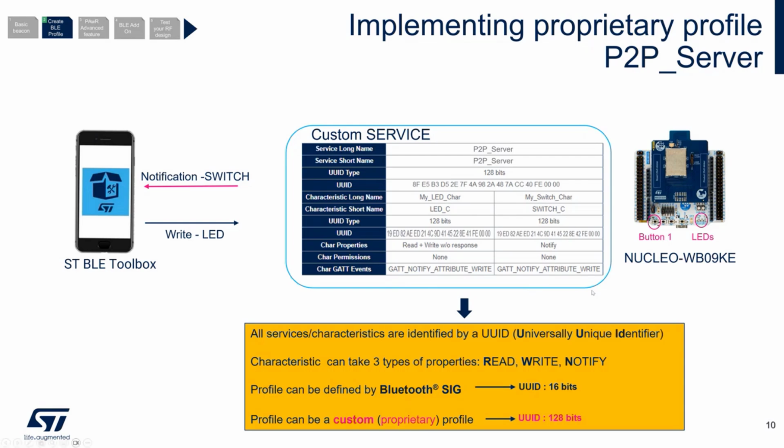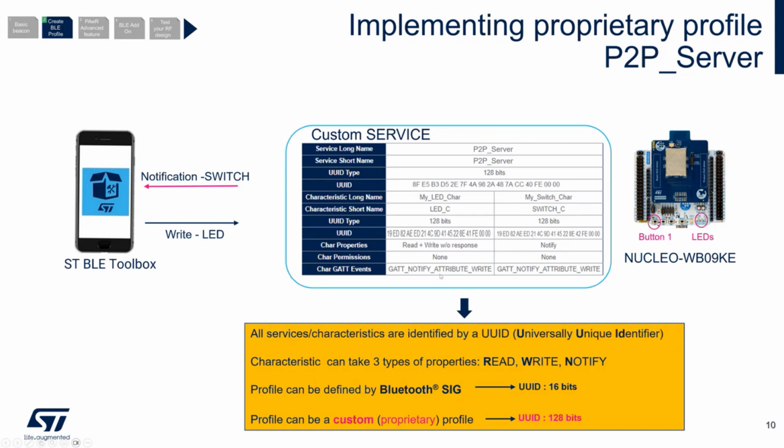Here, for the LED, I want to be able from my smartphone to read the status of the LED, and I also want to be able to control the LED. That's why the LED characteristic will have read and write without response properties. Two properties, read and write without response. On the switch side, the switch characteristic, the button, all I want is for my client, my smartphone, to be notified each time I push a button. That's why the property will be notify.